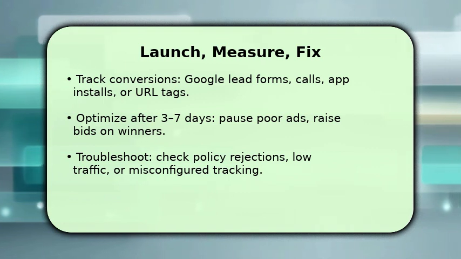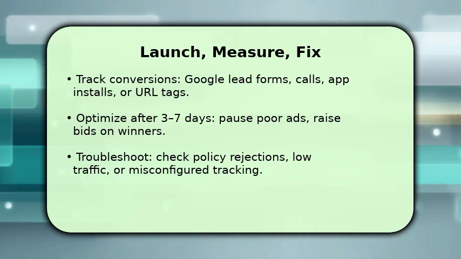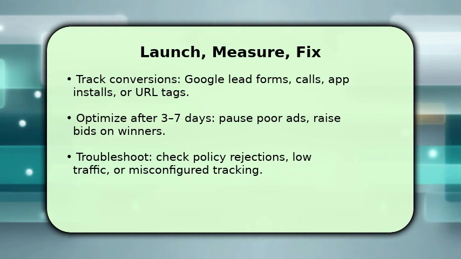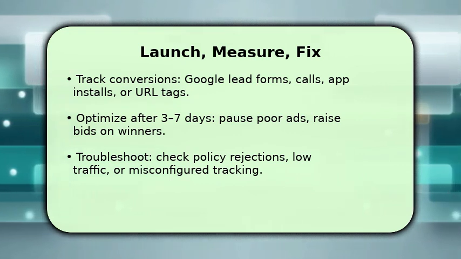If things go wrong, the key troubleshooting step is to inspect policy rejection messages and conversion setup first. Misconfigured tracking or policy flags are the most common blockers.